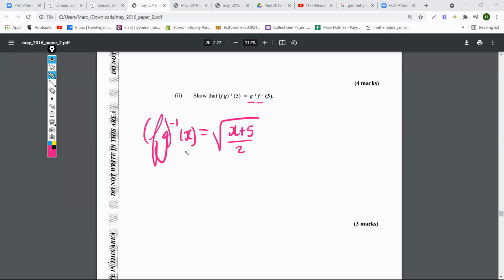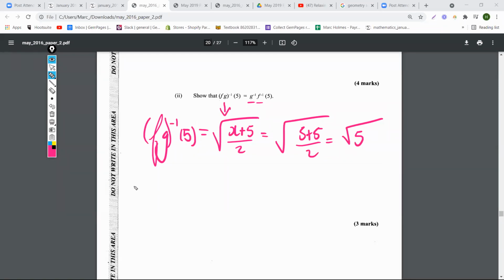If we put a 5 in there, as it says, we're going to end up with the square root of (5 plus 5) over 2, which is going to be equal to the square root of 5. That's going to be the answer. We just found this a while ago, so all we need to do now is put the 5 in there, and we're going to get the square root of 5.